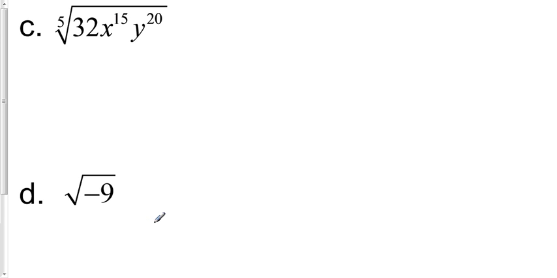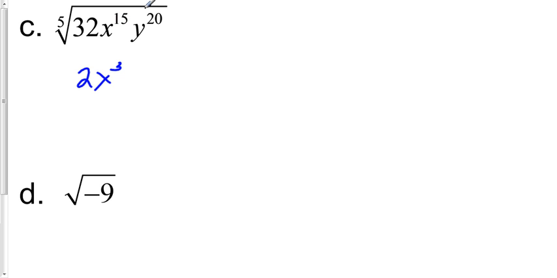Here's a couple more. So in C, we're seeing the 5th root. The index is 5 out in front, and we're taking the 5th root of 32, x to the 15th, y to the 20th. So our answer is going to be something raised to the 5th power that would give us 32. Well, 2 to the 5th power is 32, so the 5th root of 32 is 2. What's the 5th root of x to the 15th? Well, we're going to use that same rule of division here. If you take the 5th root of x to the 15th, you get x to the 3rd. Why? Because x to the 3rd to the 5th gives you x to the 15th.